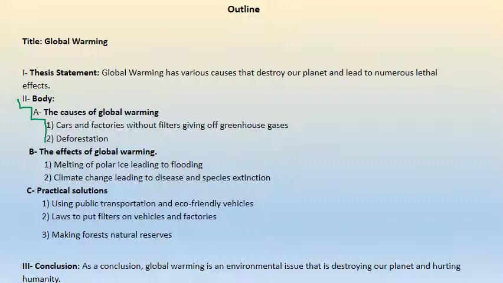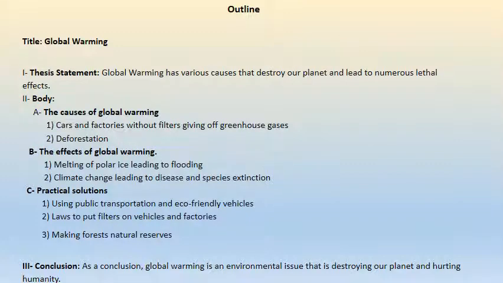Now you write the main ideas. Cars and factories without filters giving off greenhouse gases. Deforestation. So this is my major supporting detail, and those are my minor supporting details. Then B under A, of course, you see that. The effects of global warming, melting of polar ice leading to flooding, and climate change leading to disease and species extinction. Again, indent. Okay?